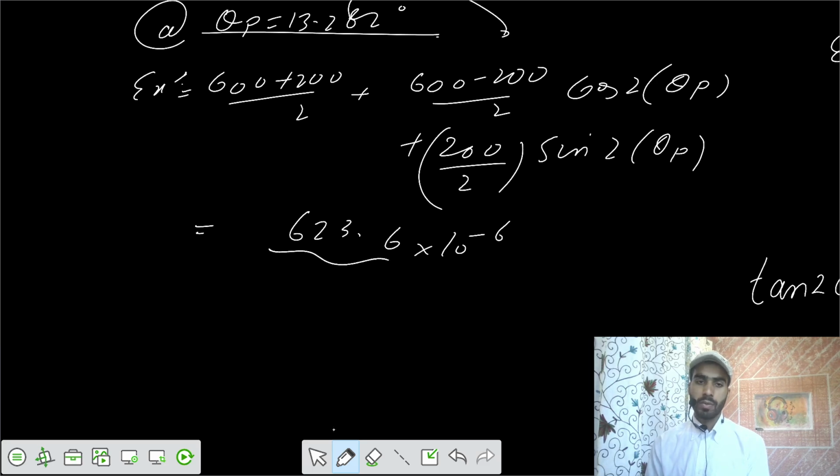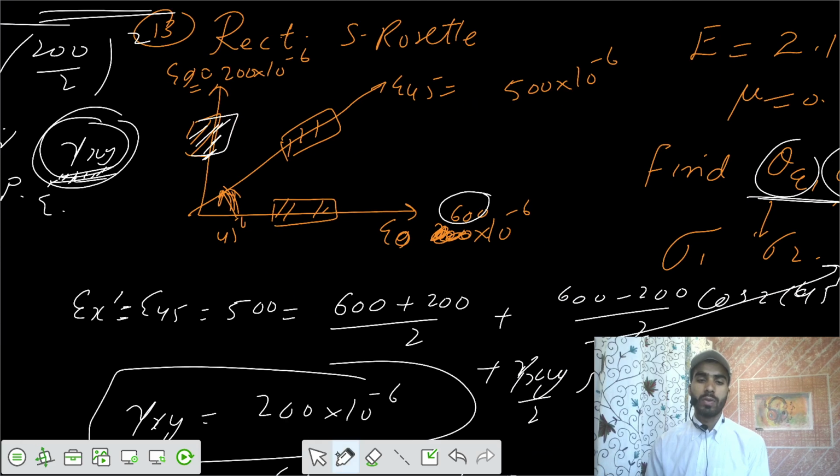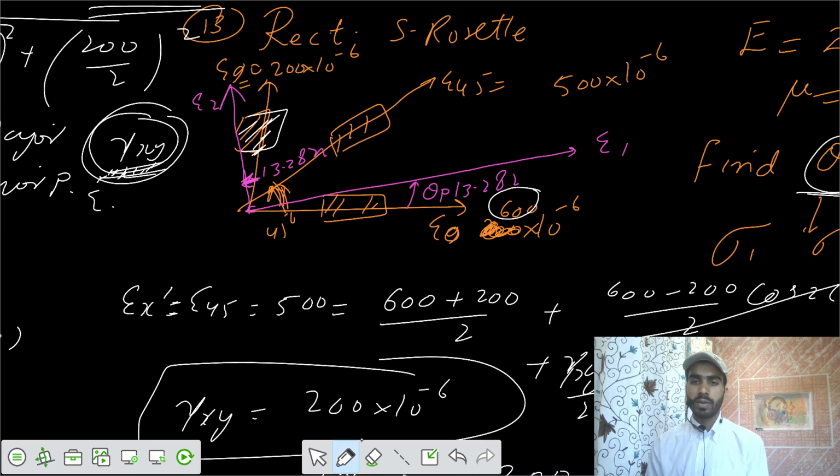So this one is your major principal strain, E1. So E1 is at an angle of 13.282 degrees from this axis. So the major principal strain direction is along this one, theta p 13.282. This one is E1, and the other direction is E2. Similarly, this direction is the sigma 1 direction, and this one is the sigma 2 direction.